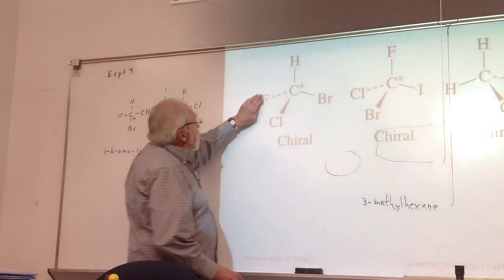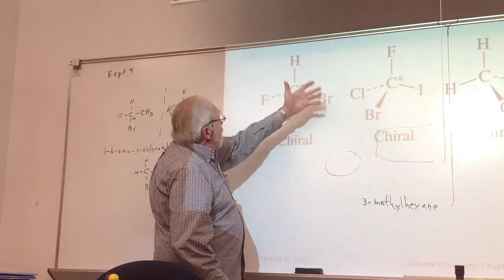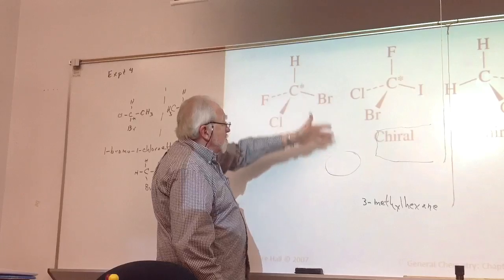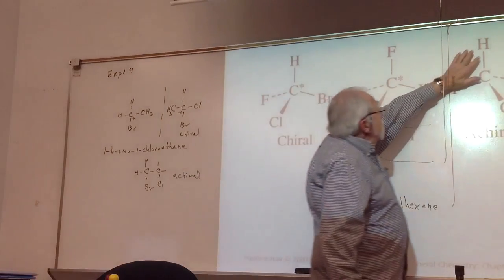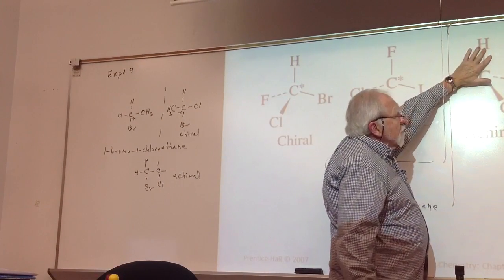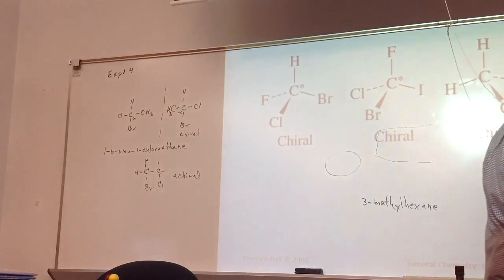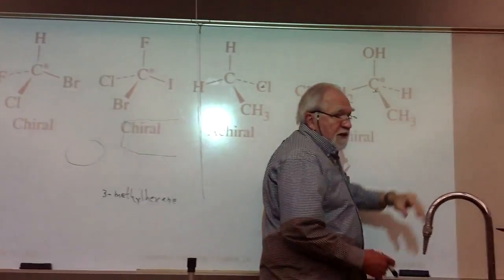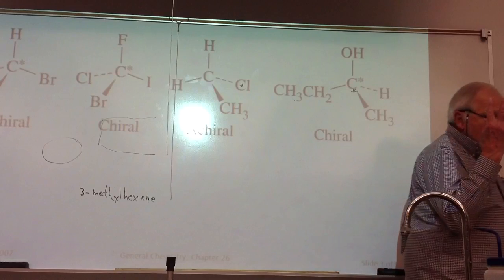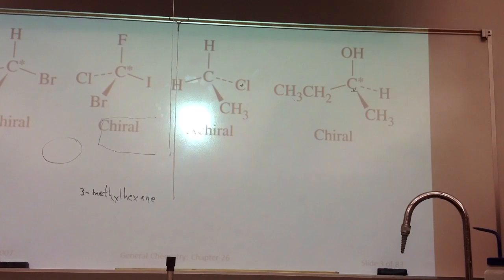Here's chiral. There's 1, 2, 3, 4 groups. There's the mirror image. That's just the way of drawing it. Here you have 2 groups the same. It's achiral. Here again, ethyl, methyl, hydrogen, hydroxide. 4 different groups. That's what you always look for, the chiral carbon, okay? Or the asymmetric carbon. That's why I like the term asymmetric, because it means there's 4 different groups.